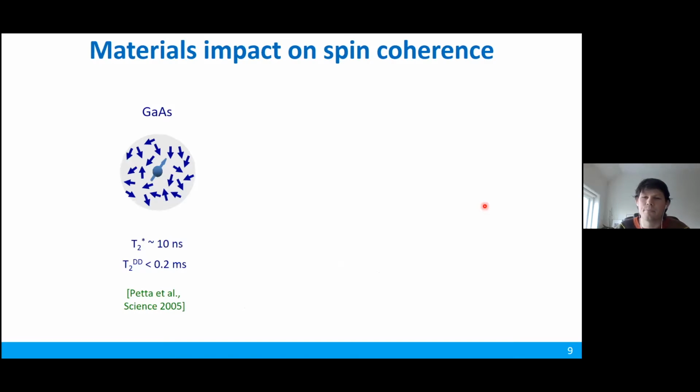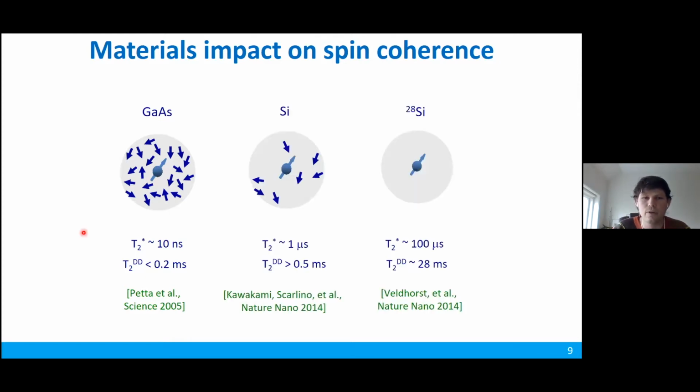But these decoherence times are quite short, on the order of 10 nanoseconds, and in the gallium arsenide material stack this is mainly caused by the presence of nuclear spins. The nuclei in the semiconductor itself couple via the hyperfine interaction to the spin that we're using as a qubit. Because these nuclear spins are flipping, so their configuration changes, this causes the electron spin to decohere.